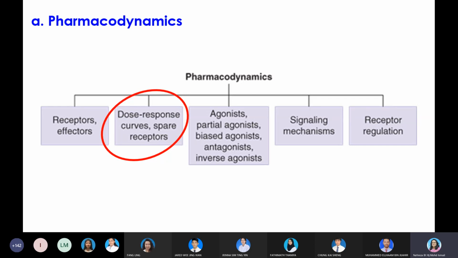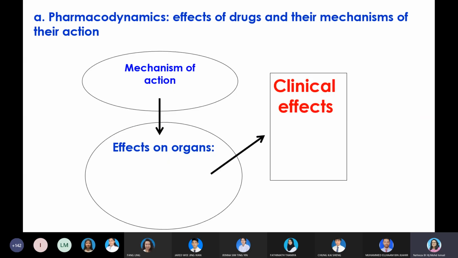So it includes, as we said, receptors. Effectors are the organs where the receptors are located. It includes agonists, antagonists, and other types of agonists, and signaling mechanisms that occur in the cell, and receptor regulation. So all these items constitute pharmacodynamics. You will learn about dose response curves tomorrow. Tomorrow, I'm not sure when, but I think it's tomorrow by Prof. Igor. All right, pharmacodynamics: effects of drugs and their mechanisms of action.